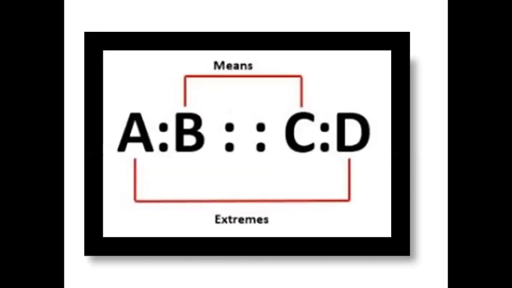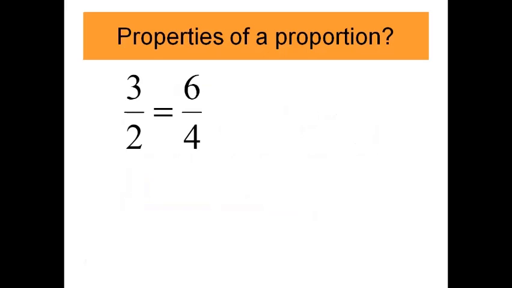Now A ratio B and C ratio D. In between you can see two dots, which is known as proportion. The outer numbers A and D are known as the extremes and the middle numbers B and C are known as means. Now we will be discussing some of the properties of the proportion.